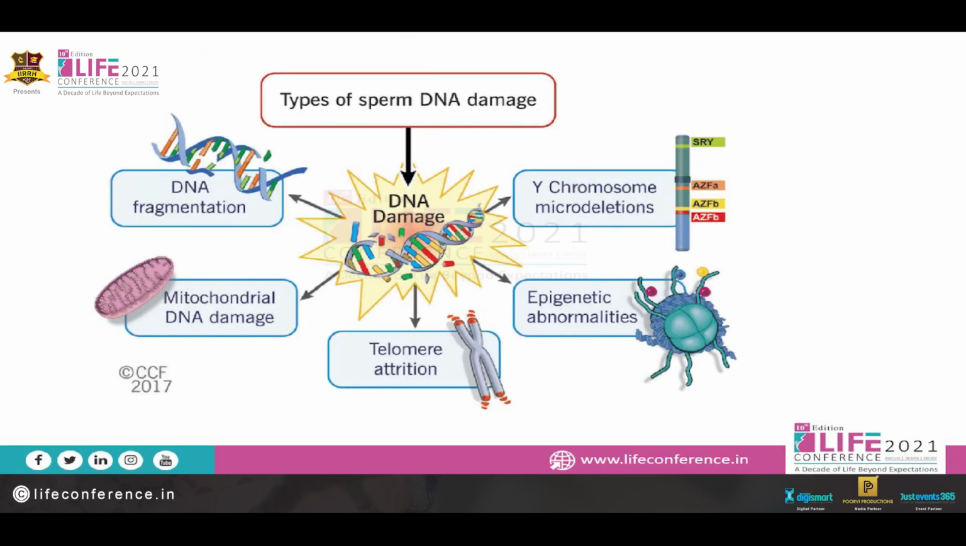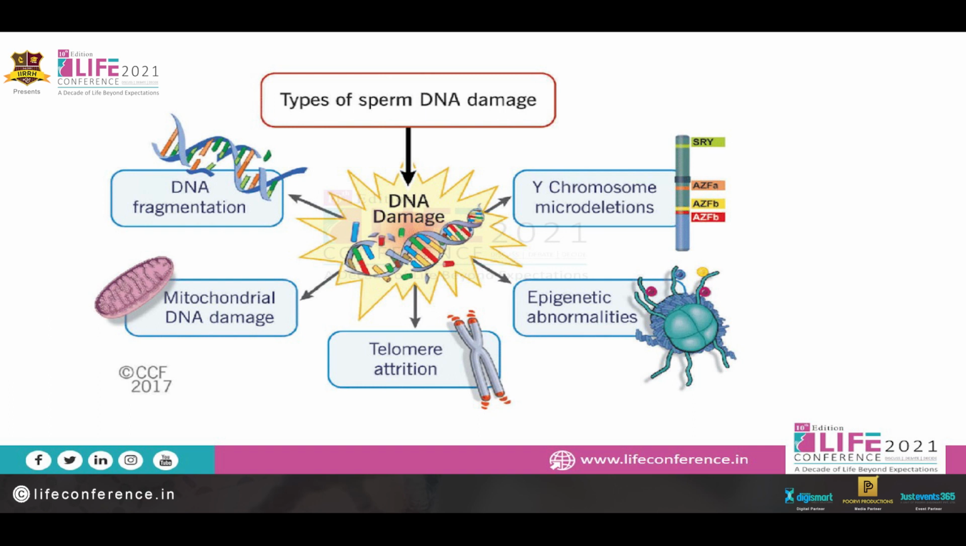Now, when you look at the types of DNA damage in the sperms, it is DNA fragmentation, or it can go even further down to mitochondrial DNA damage. And what happens as a result of this is that the length of the chromosome gets shortened. So, we call that telomere attrition. And then the epigenetic abnormalities are the environmental effect, and if you look at the Y chromosome here, you will see the AZF fragment, and this AZF fragment has 3 parts, A, B and C.